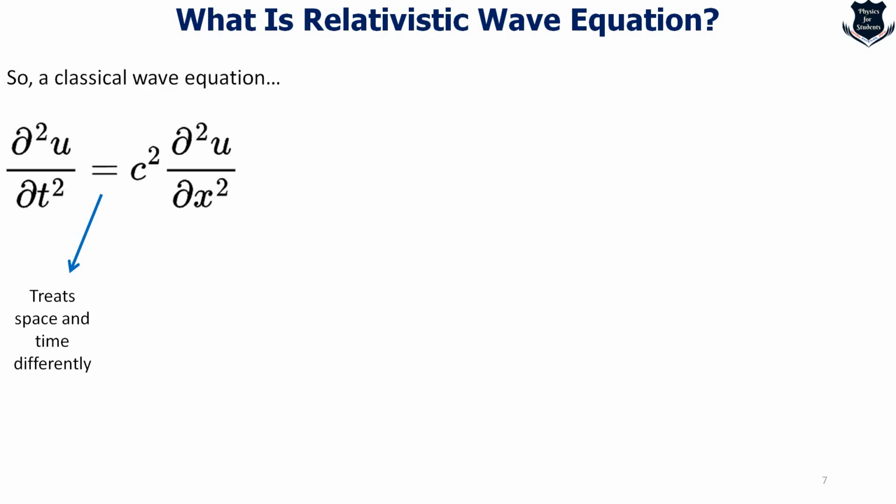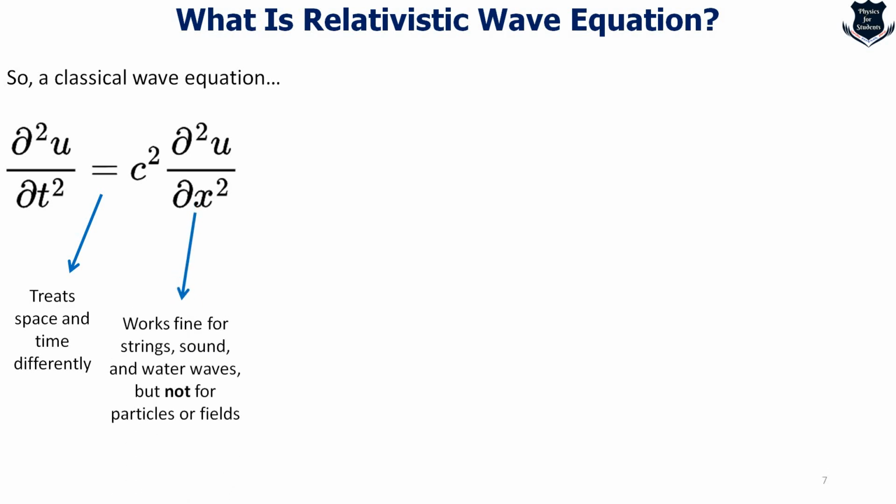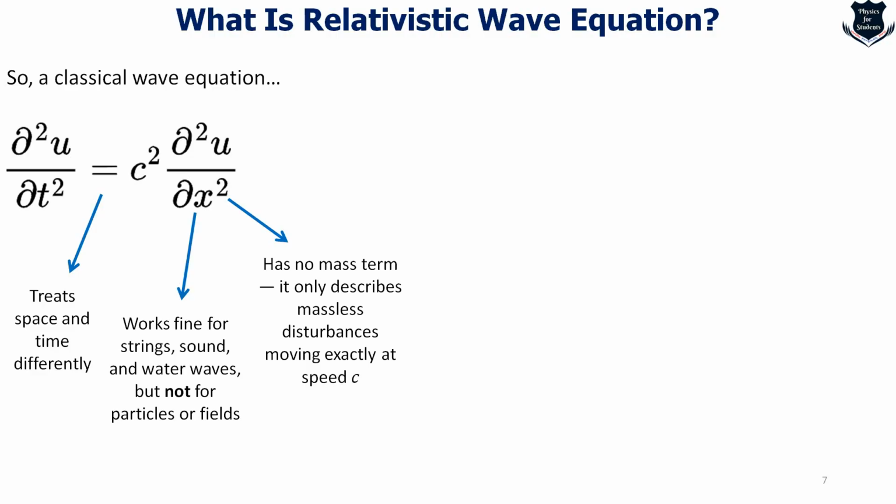As you can see, we have a t, we have an x. Also, we find that it works fine for string waves and sound waves, but not for particles and fields. And the most important thing is that it has no mass term. That means it applies only to massless particles or disturbances moving close to or exactly at the speed of light.